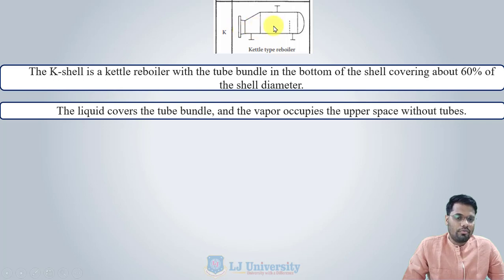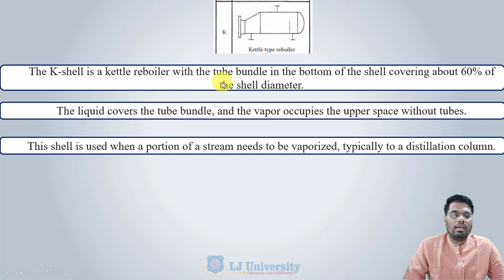The liquid covers the tube bundle, and the vapor occupies the upper space. This upper space, which is without tubes, is where the vapor is going to collect. The shell is used when a portion of the stream needs to be vaporized, typically in a distillation column.